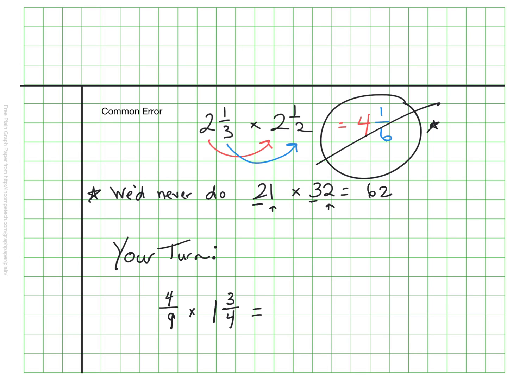All right, which leaves us with your turn. So go ahead and try to find 4/9 of 1 3/4. Follow the steps as best you can and see if you can simplify at the end. And of course, we'll talk about this whole process a bit more together in class. And remember, the essential question of this video was, how do we multiply mixed numbers?